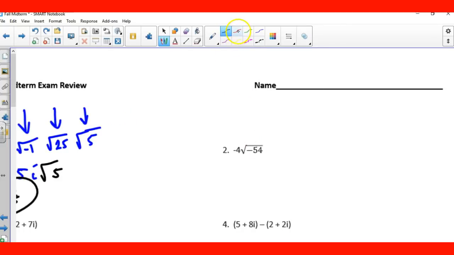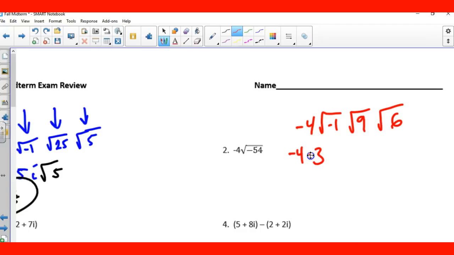For number two, same deal. You want to factor what's in the parentheses here. Outside I have negative 4. Right here I have the square root of negative 1. And then we get the square root of 9, which is a perfect square, and the square root of 6. Now we can simplify this. All of this is multiplication. So we have negative 4. The square root of 9 is 3. The square root of negative 1 is i. And the square root of 6 is still the square root of 6. Because it's all multiplication, we can multiply what's on the outside. That's going to give us negative 12i square root of 6.